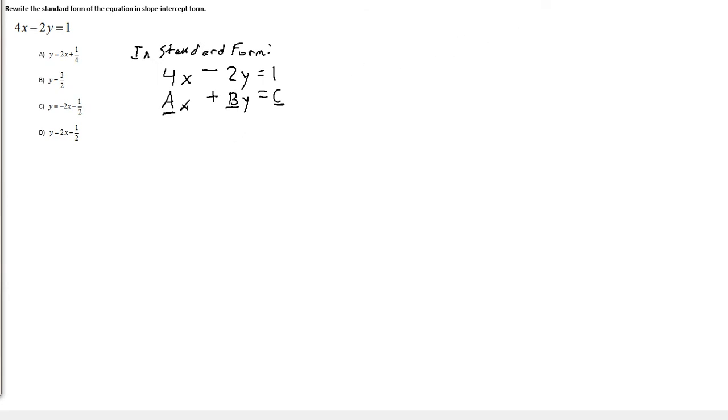Now what they want from us is to rewrite this equation in slope-intercept form. So this is what they want us to change it to. Slope-intercept form is also the form of a linear equation in two variables, but it looks like this. y is on one side of the equal sign, left side typically, equals mx plus b.